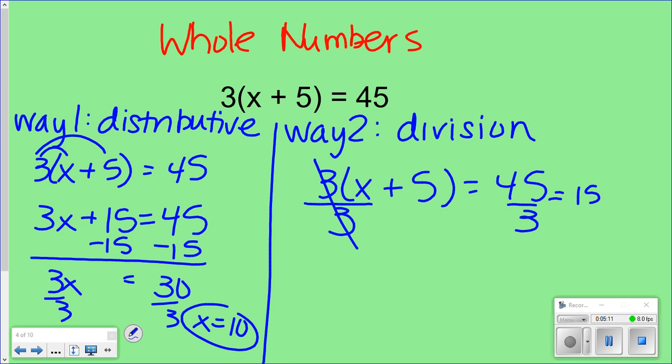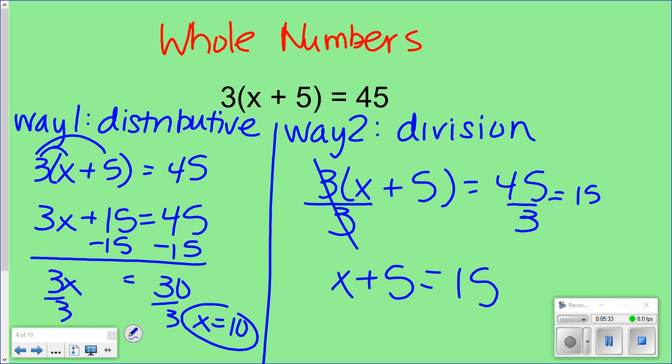Now I'm not done yet. I haven't done anything with the inside of my parentheses. So this is what it looks like now. I'm going to bring everything down that I haven't used yet. X plus 5 equals, well, what was 45 divided by 3? 15. So now I have a one-step equation. We did one-step equations literally the first day of this lesson. How would I solve now?